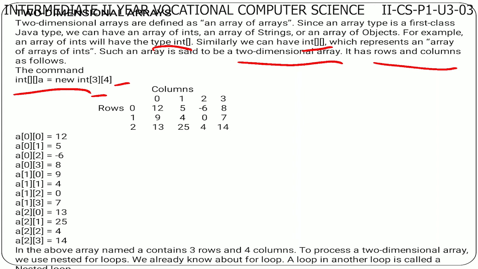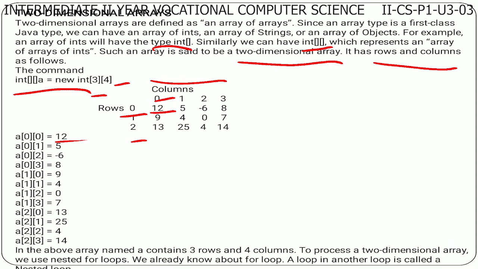So how is this statement represented? See here how the values are stored. Here there are 3 rows, and as we know the index starts with 0 in arrays, rows are 0, 1, 2. Columns are 4, so 0, 1, 2, 3. The data is stored like this: a of 0, 0 means row 0 and column 0. So the data 12 is stored in a of 0, 0. In this way, the data is stored in the two-dimensional array.